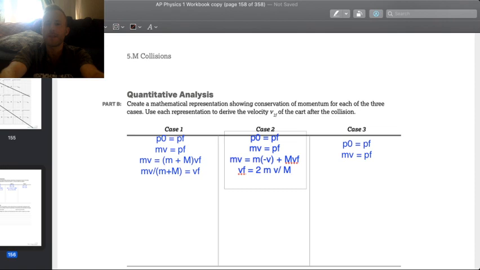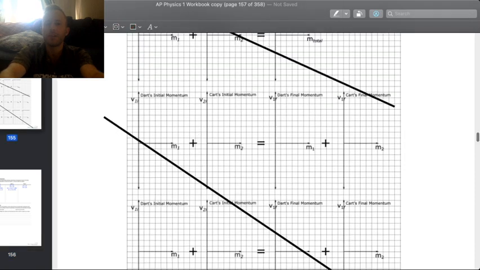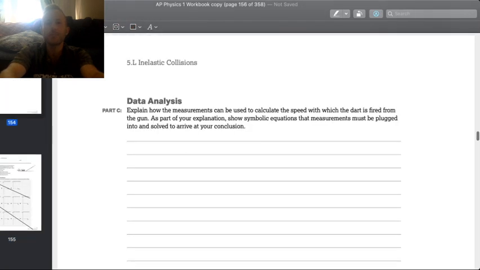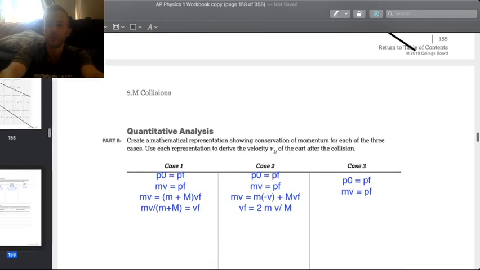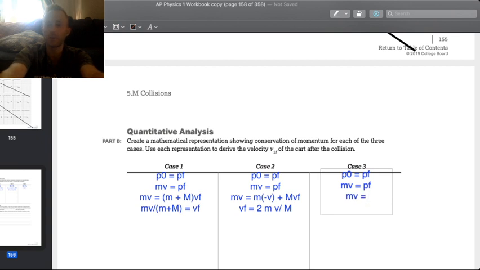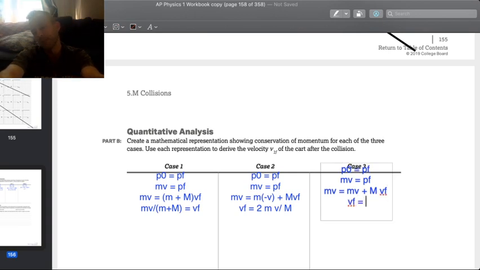And then in the third case, the dart passes through the cart. That means the dart has positive momentum afterwards. Let's say the final momentum of the dart is mv, so it's unchanged, plus big M times V final, where V final is the velocity of the cart. And this gives us V final equals 0. So if the dart passes through the cart, the cart has a very small final velocity.